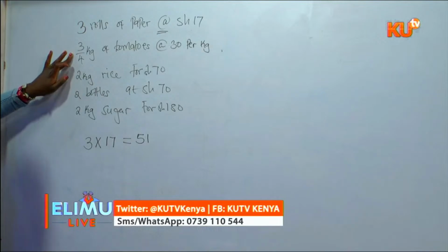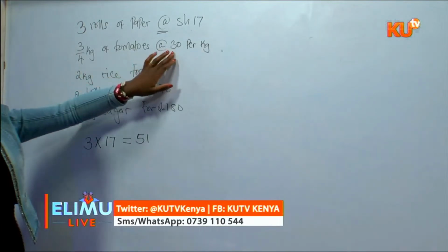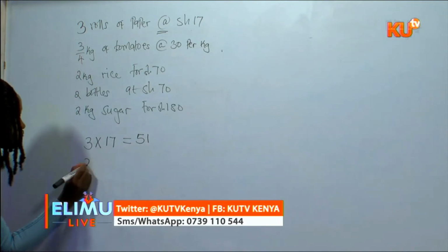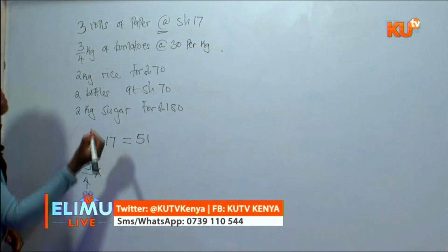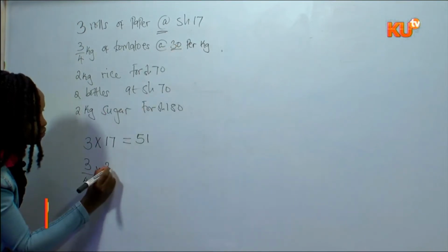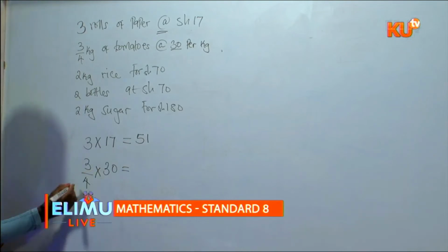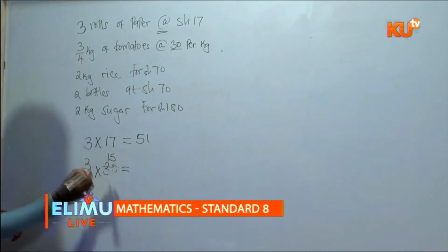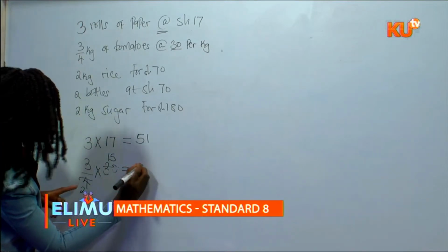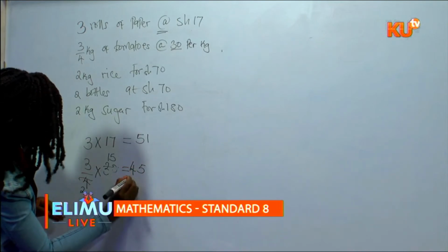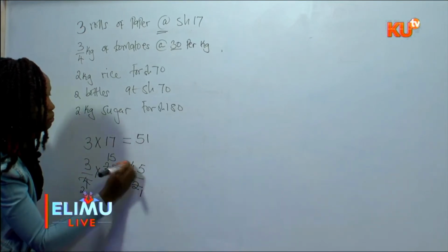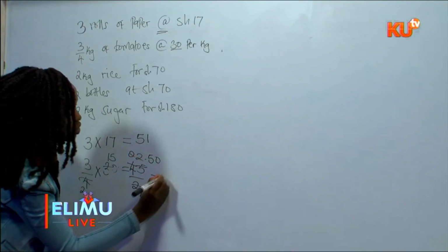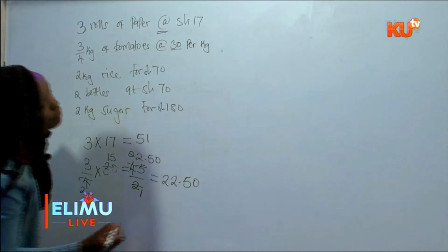Then we have 3/4 kgs of tomato at 30 shillings per kg. So we take the number of kgs bought, it was 3/4, times 30 shillings, the cost of 1. So we simplify here by 2, by 2, 15. 15 times 3 is 45, divide by 2. By 2, 1, by 2, 2, 2. So we get 22 shillings and 50 cents.